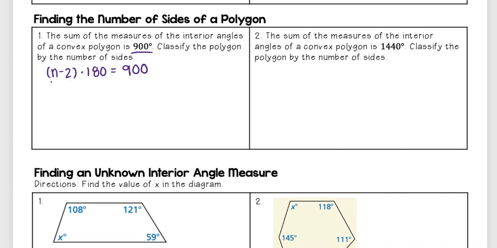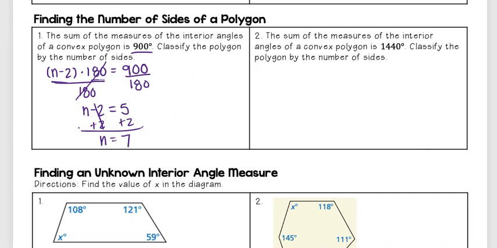Since I have two things being multiplied together, I can just go ahead and divide out the 180 first, because these are being multiplied together. And when I do that, all I have left is n minus 2. And then 900 divided by 180, I get 5. And then I can add 2 to both sides, and I get that n is equal to 7. So my polygon has 7 sides.